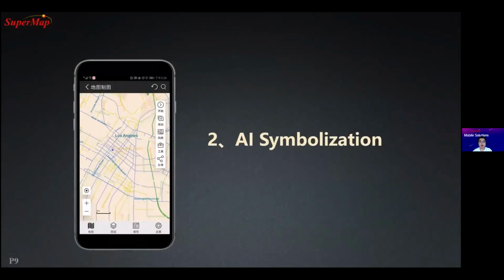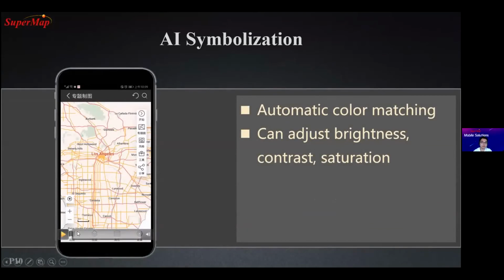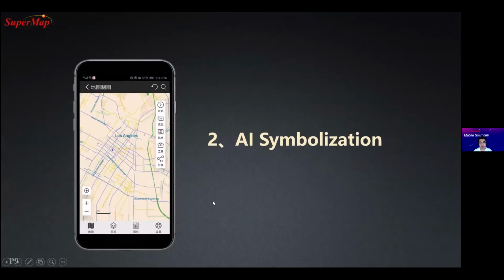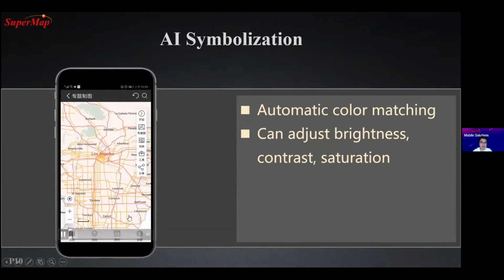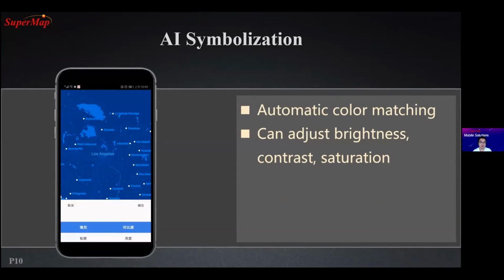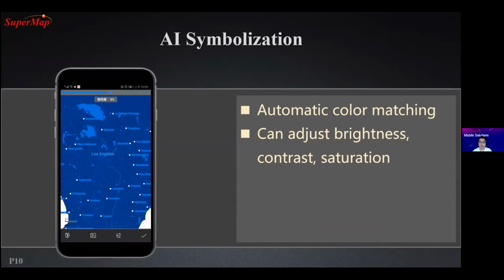And the second part is about the AI symbolization. For this function, we can use deep learning to read or learn some colors from some maps or pictures, like this video. You can see here, we select some pictures, and then the map can change the color to blue. And also you can adjust some other parameters.